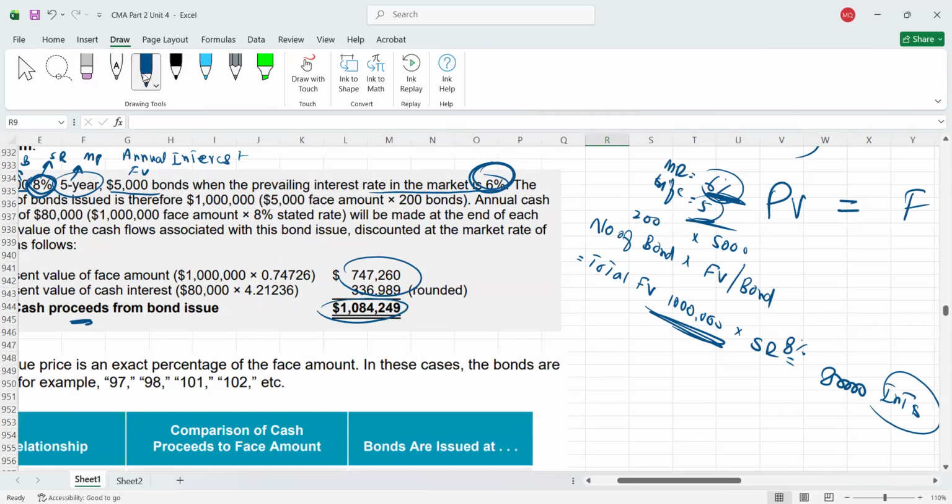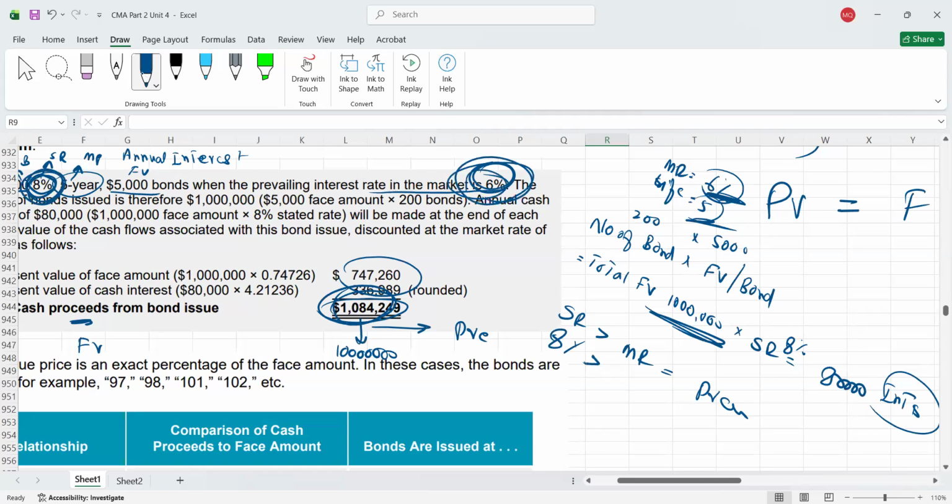Now you look here, the market value is more than 1 million. If you want to calculate the premium or discount, just compare it with the face value, which is 1 million. Definitely the difference is going to be the premium, because this figure is bigger than face. Now, are our calculations correct or not? Yes, they are correct, because if the stated rate is greater than the market rate, this will result in a premium. The stated rate is 8%, given in the question, and the market rate is now 6%. So it should be issued at a premium, and we got a premium in the calculation.